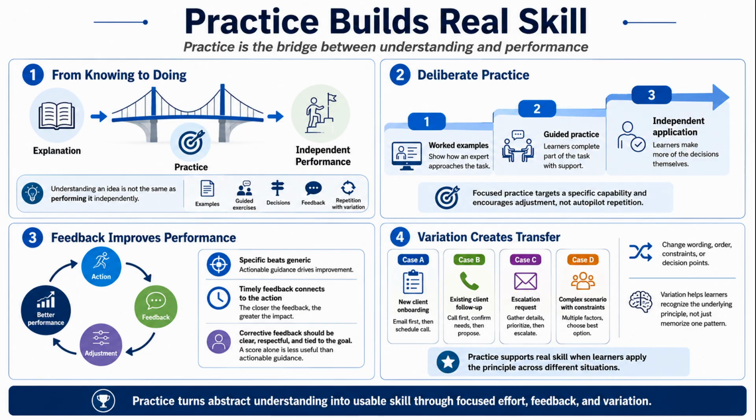Variation keeps practice from becoming memorized theater. If every exercise uses the same wording, same order, and same obvious clue, learners may pass the activity without recognizing the idea elsewhere. Changing examples, constraints, or decision points helps learners separate the underlying principle from the surface features of the practice item. That is where practice begins to support real skill.